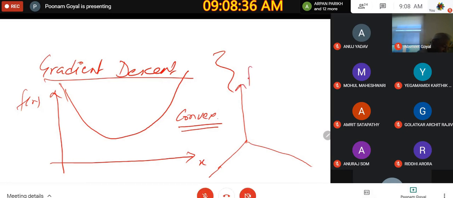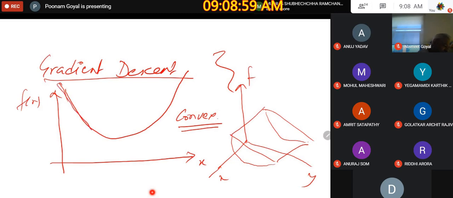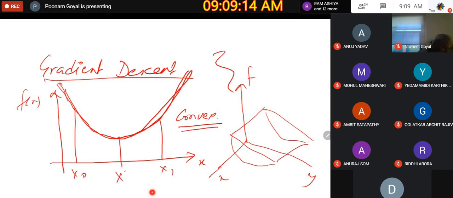So suppose this is the function, and this is x, this is y. So what you will have is a surface, something like this. If it's a convex surface, its cross section would look like the one that I've drawn here. I need to start with any arbitrary point, say here or here, and my objective is to reach here. So this is what I need to do.